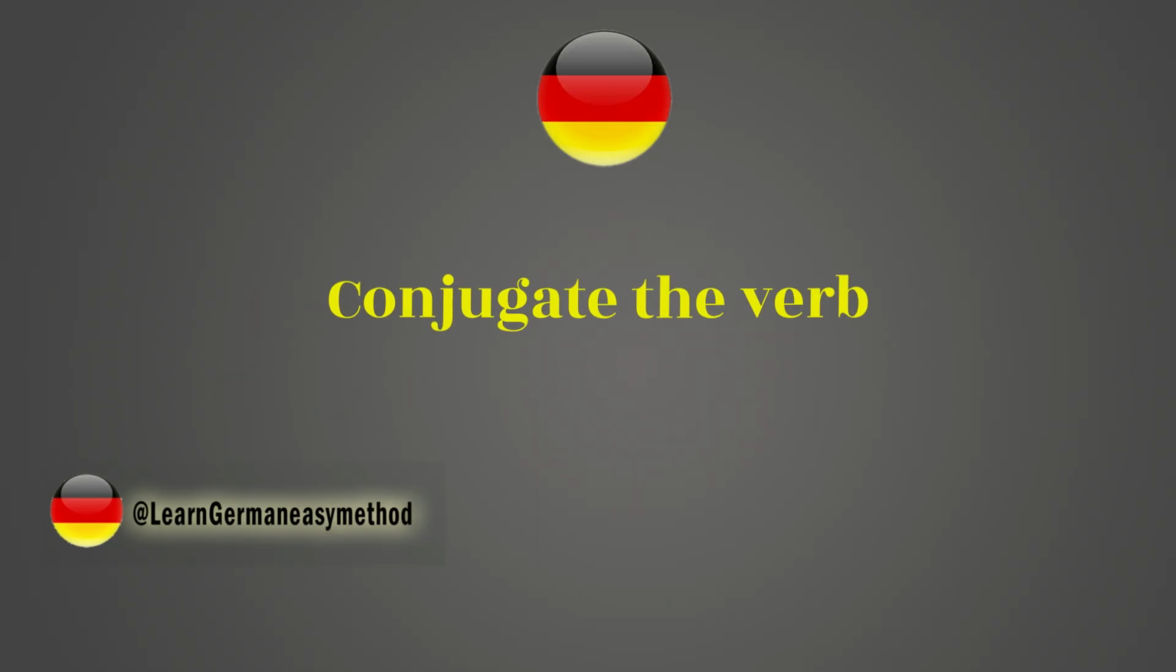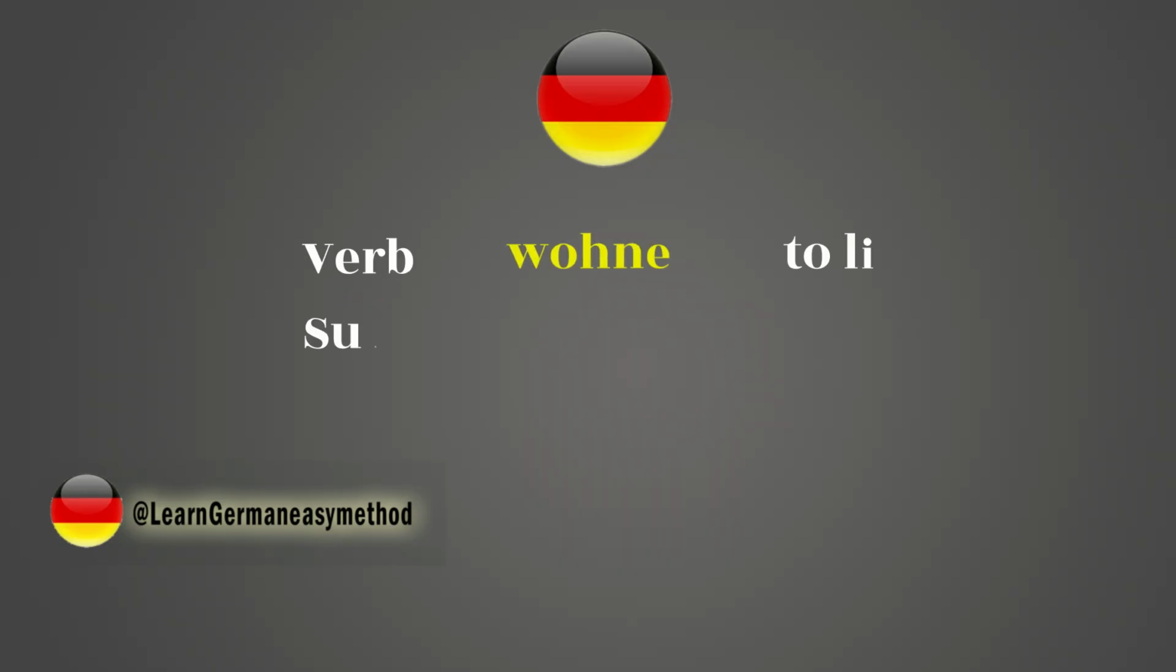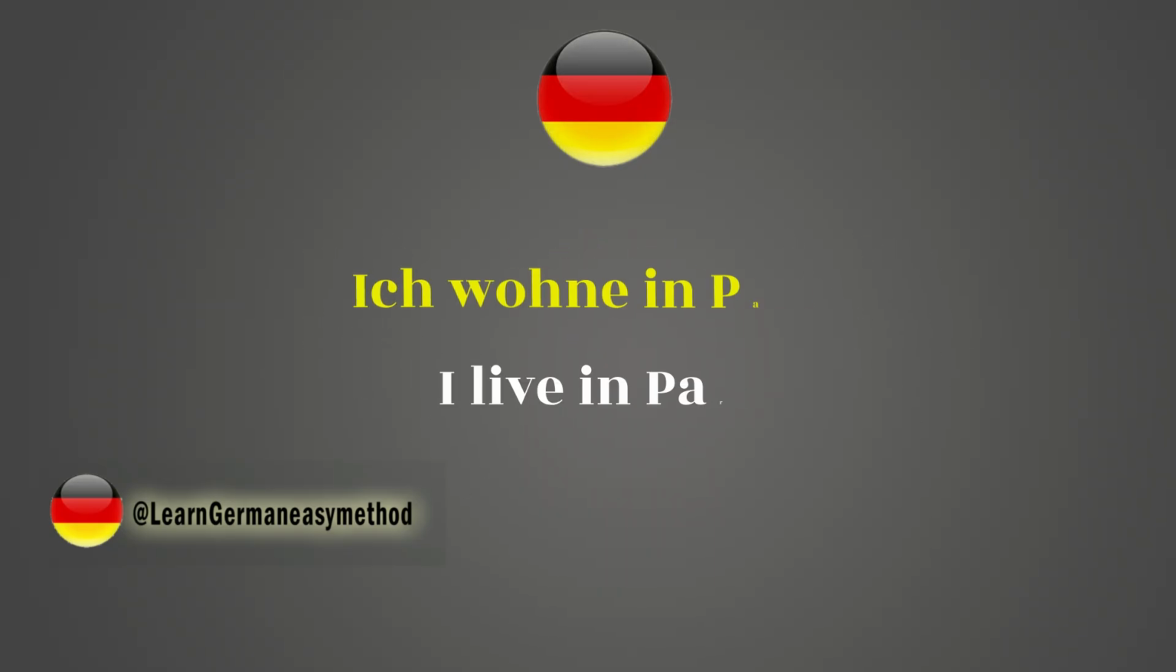Exercise. Now let's do a short exercise. You need to conjugate the verb and fill in the blanks. Sentence 1. Verb wohnen, to live. Subject ich, I. Ich wohne in Paris. I live in Paris.